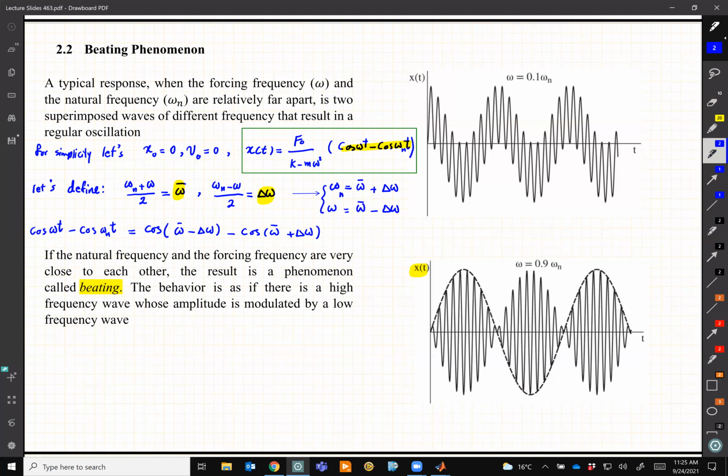Okay, you see what happened so far? We defined omega bar and delta omega. We have two equations. We solve these two equations, and we get omega n and omega. And please check my math to make sure these plus and minus signs are correct. Then I substitute these omega n and omega in this x of t. Whatever I have inside that bracket, I'm going to work around that and see what I get out of it.